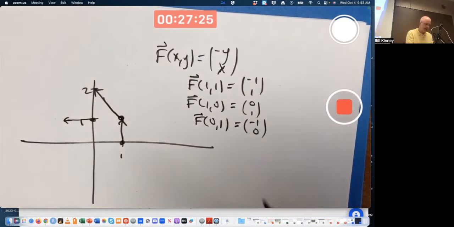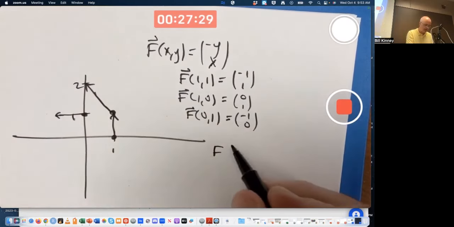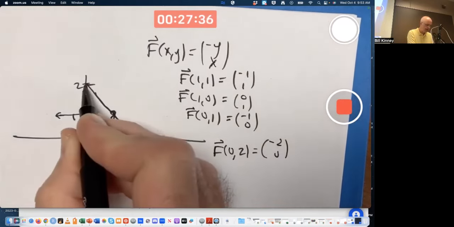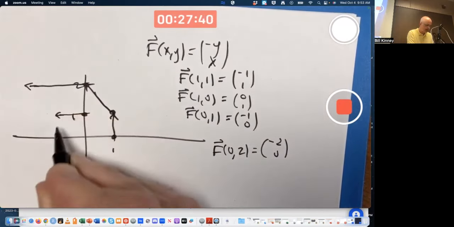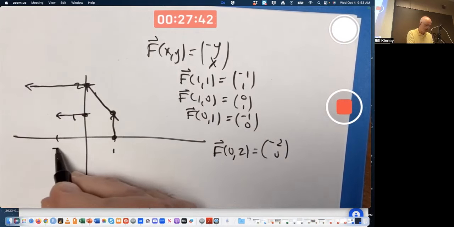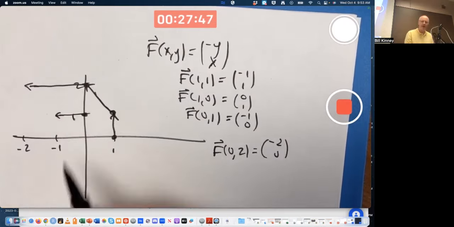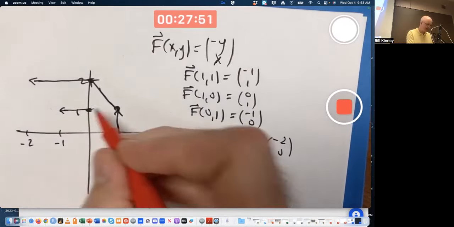Are we always going to get a unit vector? No. In fact, this one's not a unit vector. F of (0, 2), for example, is (-2, 0). At this point, I'd want to draw a vector pointing to the left, but twice as long as this one. If you plot more of these, what kind of thing will you see?